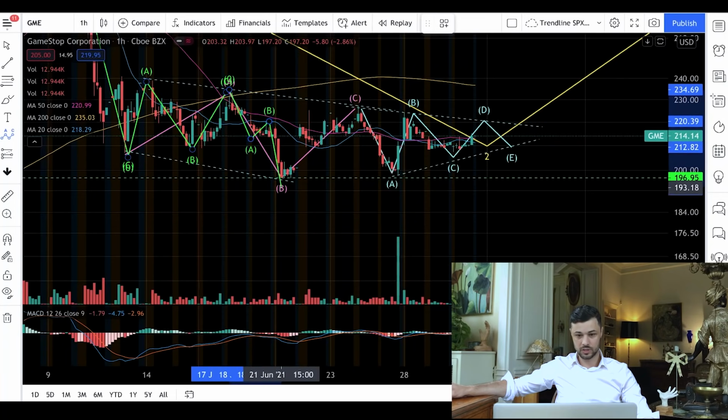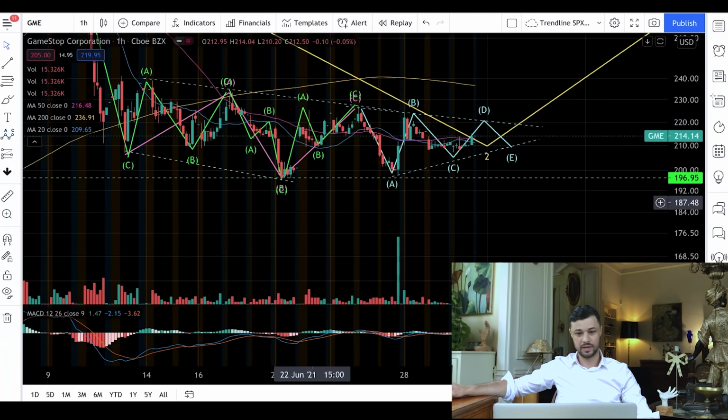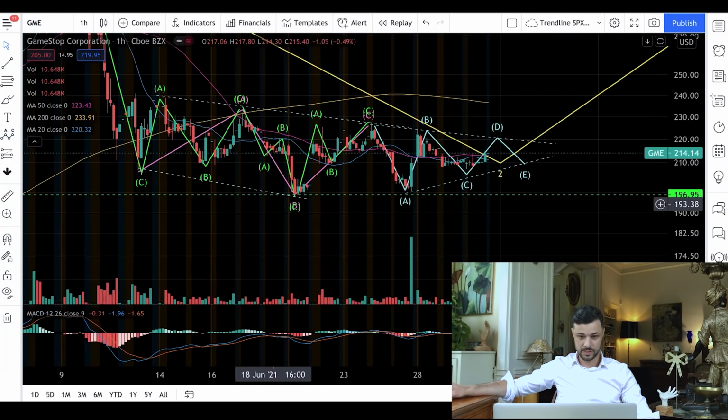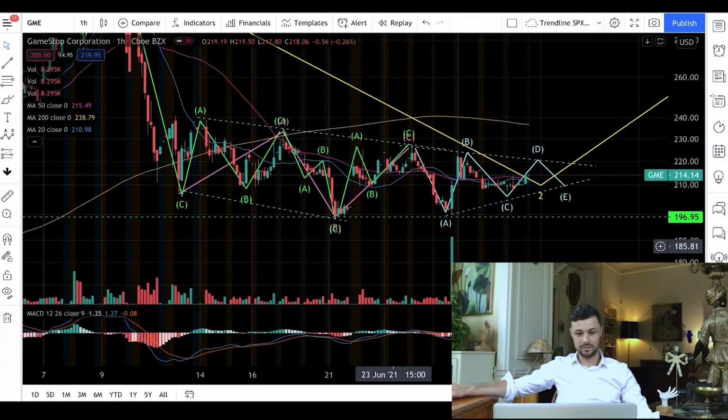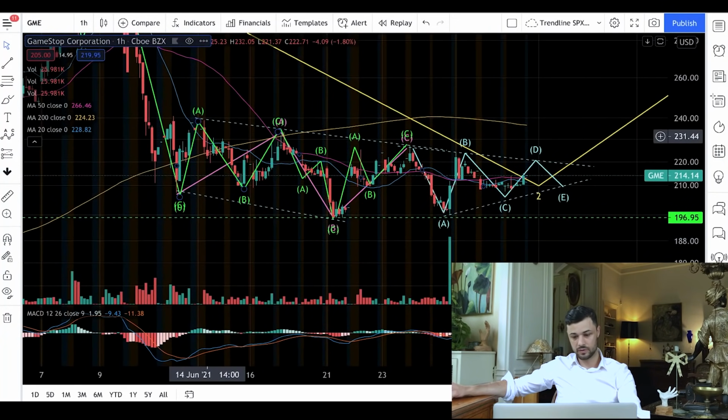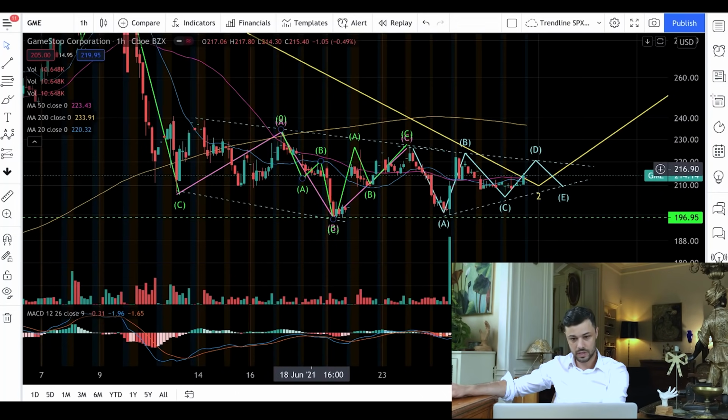So you see, each time I have some small ABCs inside of each wave. And then I have here my first zigzag, here my second zigzag. So A, B, C. And after this one, let me get rid of this. I just wanted to show you this, guys, because it's interesting.